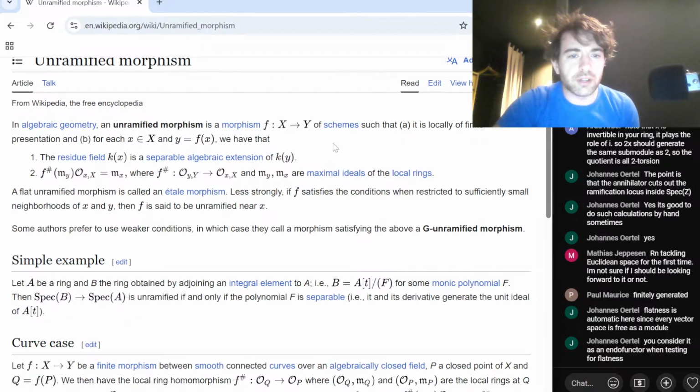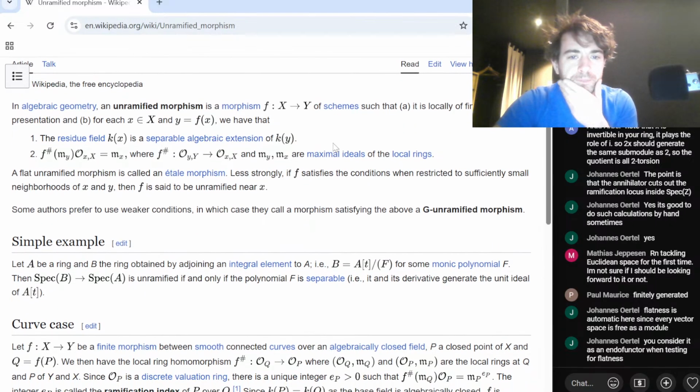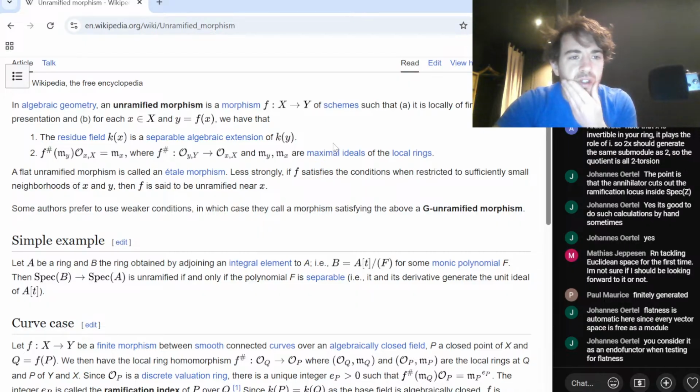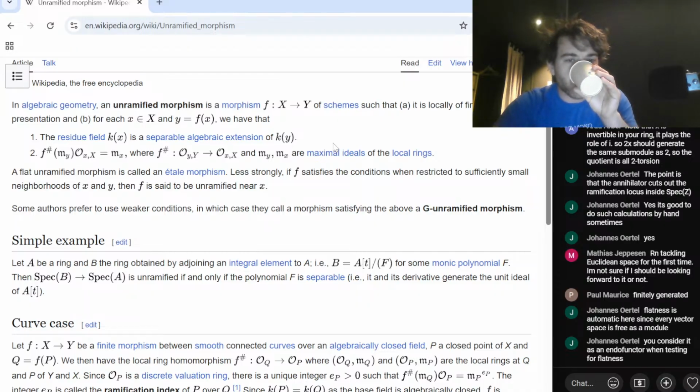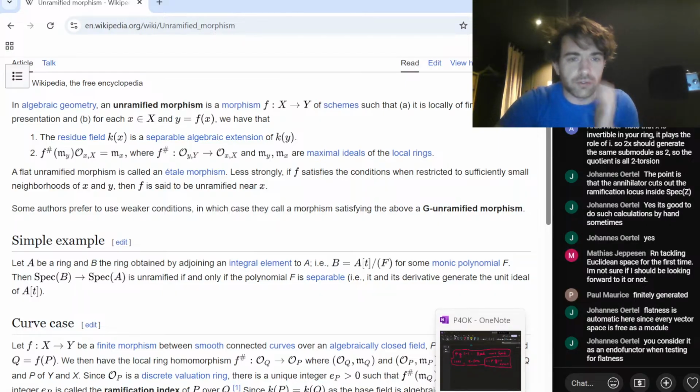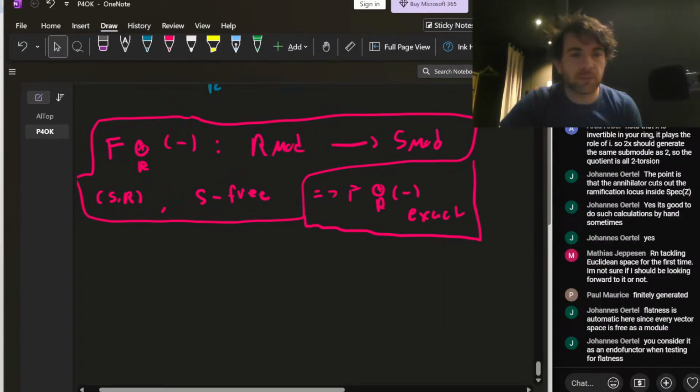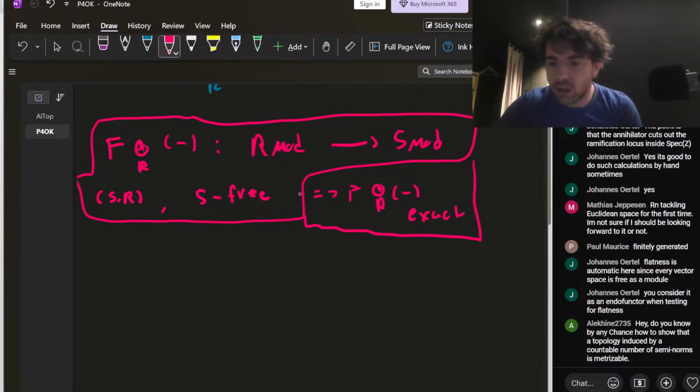The residue field has to be a separable extension, and this pullback of the maximal ideal better be the maximal ideal. Okay, so the residue field K_x is a separable extension of K_y. Well, here our residue fields are just the fields themselves. What do we have here?